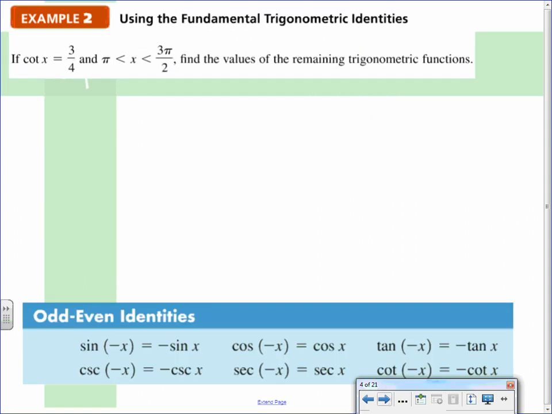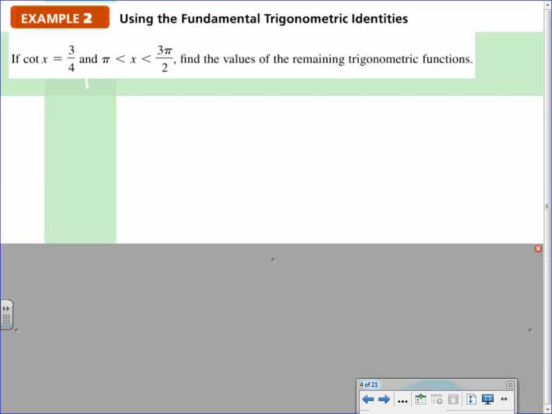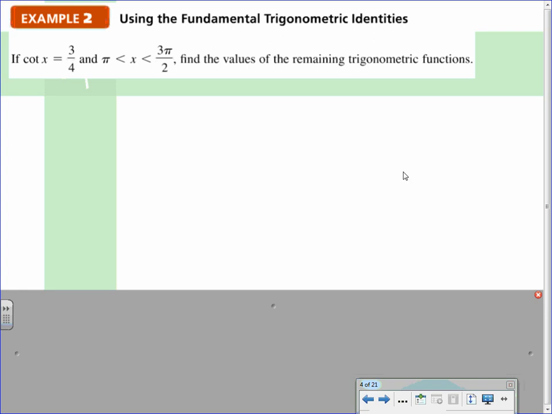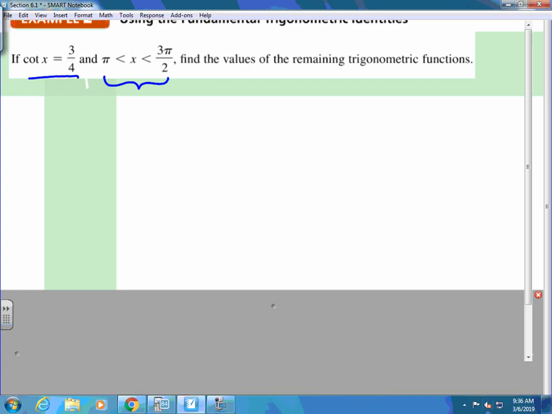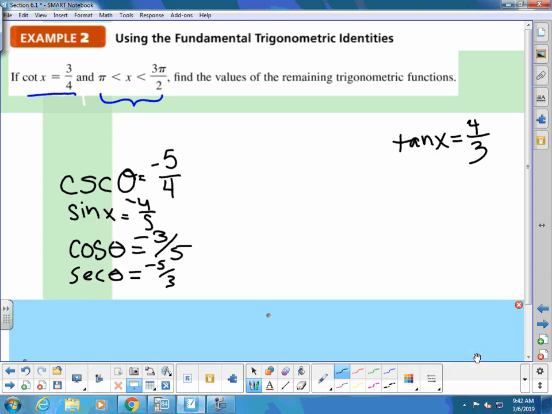All right, I want you guys to try this one. Let me do a screen share. You are given cotangent is 3/4. You are given that x, the angle here, is between pi and 3 pi over 2, and you need to use identities to find all of the other functions. Now it's not asking for just one, it's asking for all of them. If you want to check your answer, you can draw a triangle. Maybe you want to find a friend to do this with? You can do it. Use identities. Let's get some practice with them. Find all the remaining trig functions.